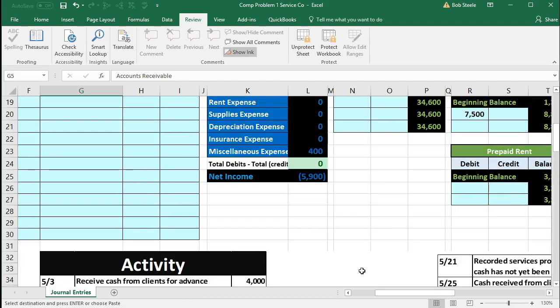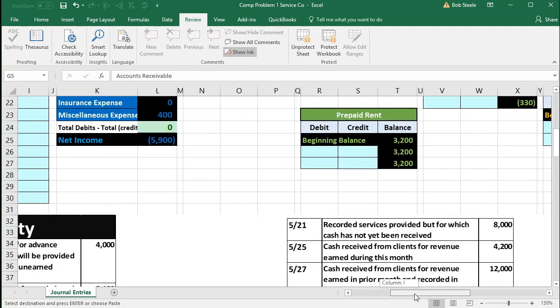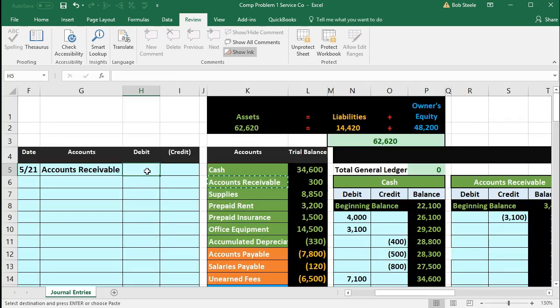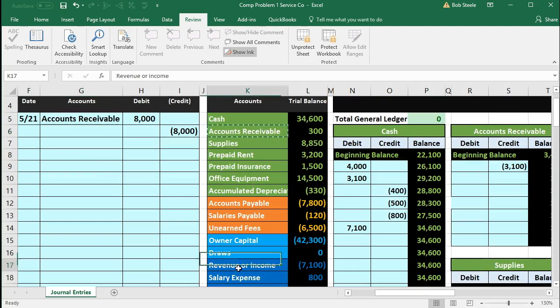The amount then is going to be, scroll back, $8,000. Scrolling back up, H5, $8,000. We're going to credit something for $8,000. I'm going to do that with a formula, negative of that number. Then we just need to know the account. Why are people going to pay us $8,000 in the future? Because we did work and earned revenue.